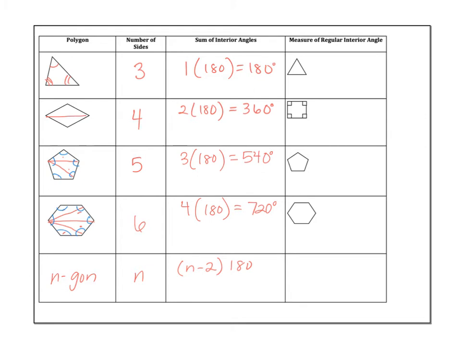Now the second column here that we're going to fill out is called the measure of an interior angle. So we want to figure out how big one interior angle would be. Well, in a triangle, there's 180 degrees. If it's a regular triangle, that means all 3 angles will be the same size. So divide it by 3. You end up with 60. So each of the angles inside of a triangle would be 60 degrees if they're all the same size.